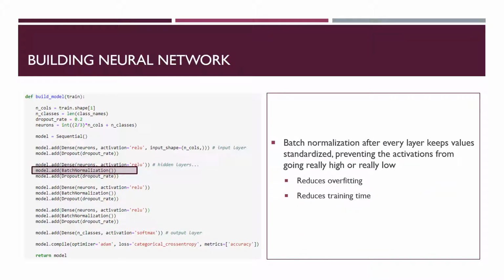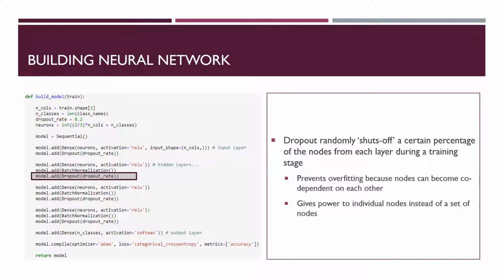A couple of methods to reduce overfitting and reduce the training time are to use batch normalization and a dropout rate. Batch normalization standardizes values after every step to make sure that you're preventing activation functions from creating values that go really, really high or really, really low. Dropout randomly shuts off a certain percentage of the nodes from each layer during a training stage because sometimes nodes that are close together can become codependent, and this isn't what you want in your neural network.